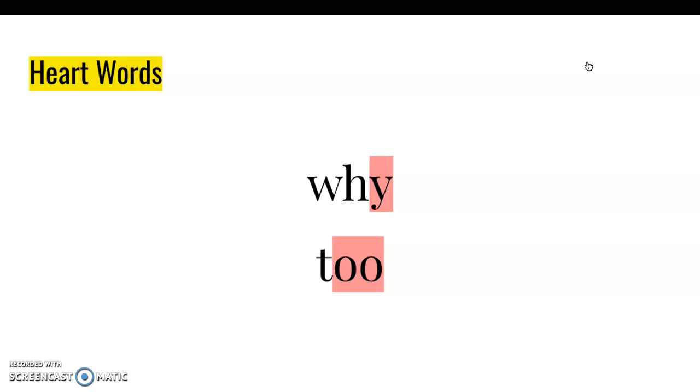And the part that we need to learn by heart is the double O sound. It's going to go ooh. So T makes the usual T sound, and the double O is going to say ooh. So when you put it together, it's T, ooh, too.